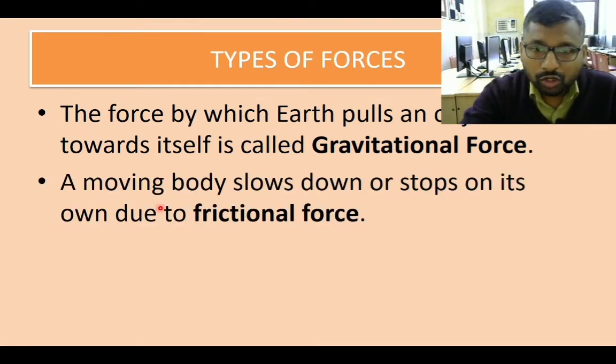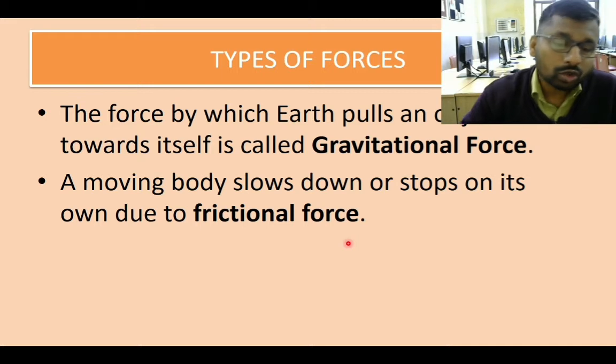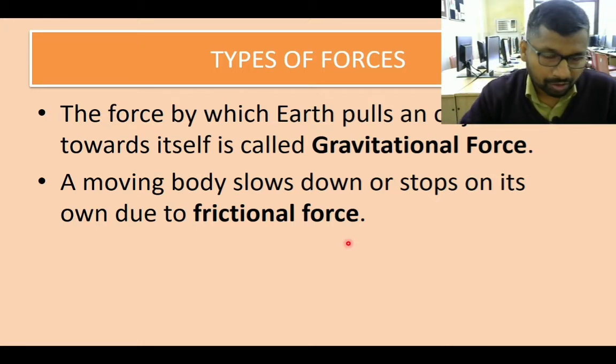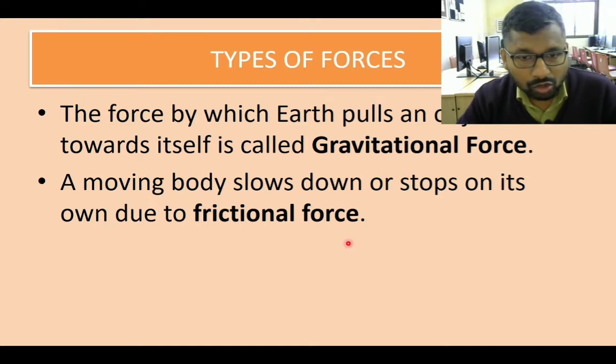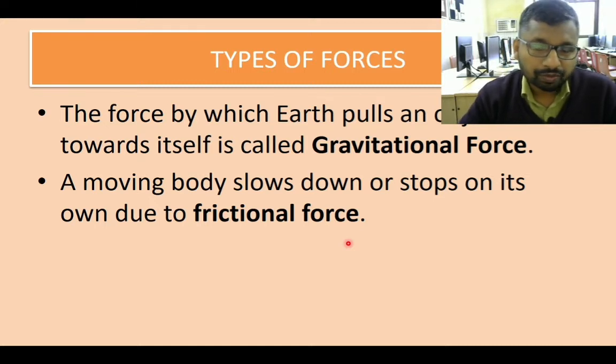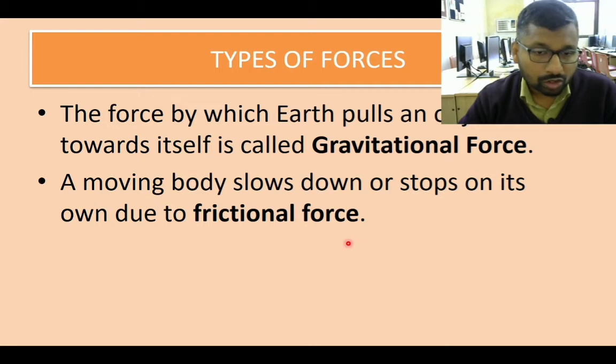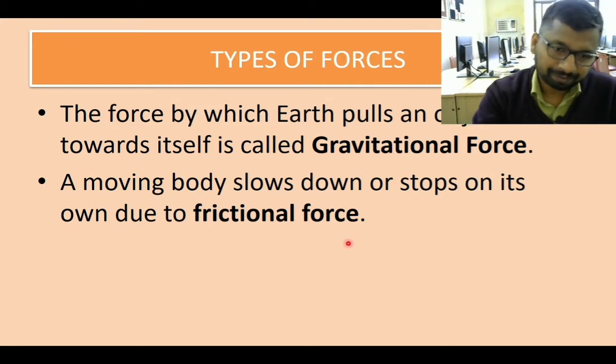A moving body slows down or stops on its own due to frictional force. This is yet another force, which is called frictional force. Whenever you throw something, it tends to stop after some time. It slows down. Why does it slow down? Because the ground surface exerts a frictional force. It opposes the motion, in other words. Not only the ground surface, but also air. Air also applies the opposite force onto a moving body. That is also called air drag.